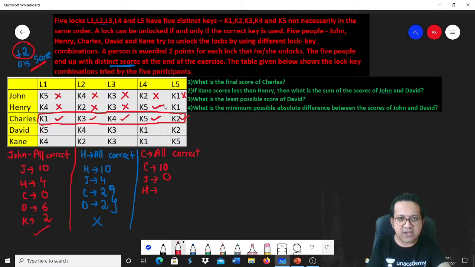Henry also uses K5 for lock 4. This is correct. For the last one, incorrect, because the correct key is K2. So how many correct? 1 correct. And how many points? Per question, 2 points. So 1 correct, 2 points.